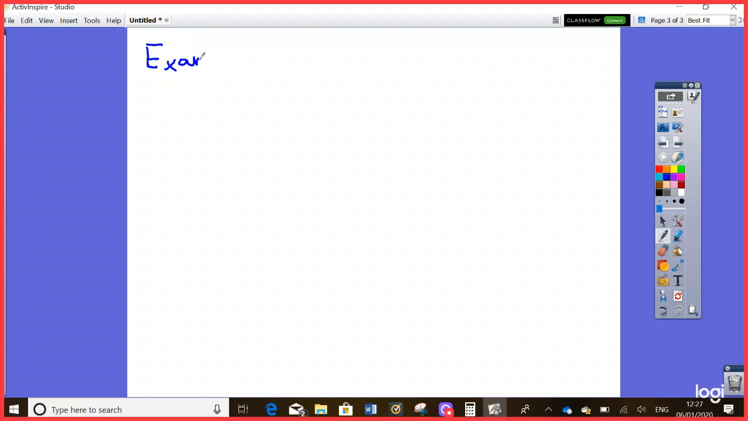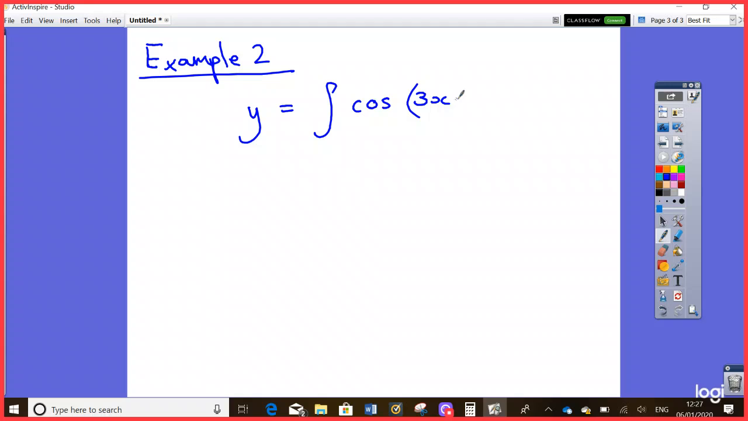In this example too, you are going to integrate a cosine function, but the cosine function in the bracket is an algebraic term, two terms, in respect of dx. Well, if it was just cos 3x, we could have done that straight away with the conventional method. It's cos of 3x plus 4.